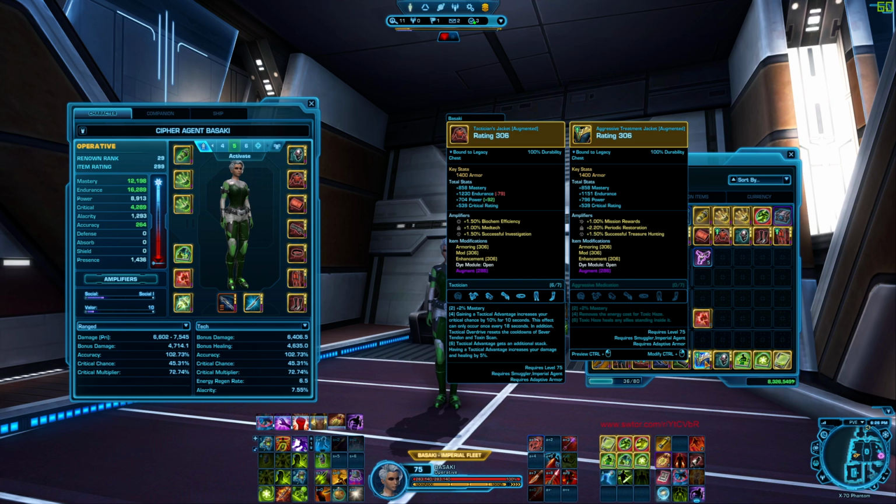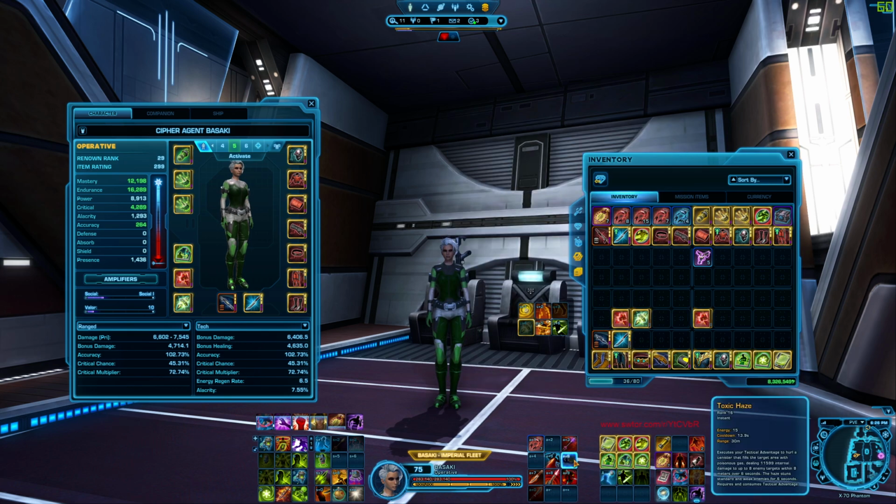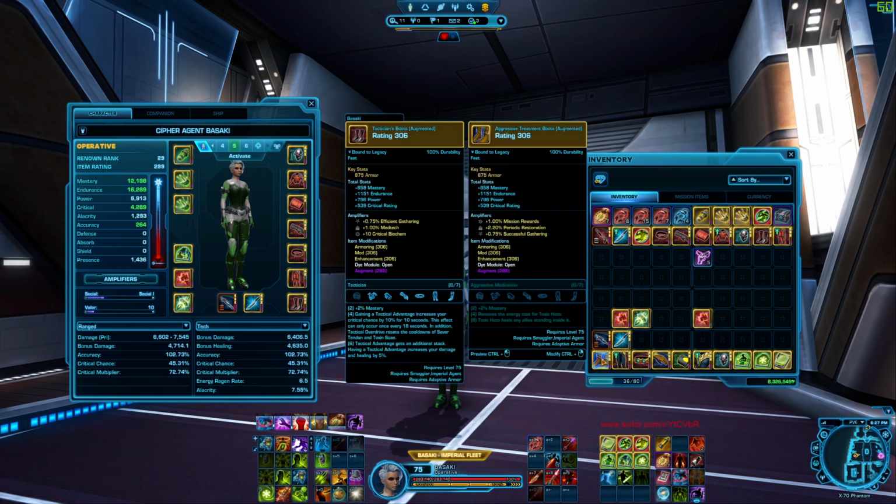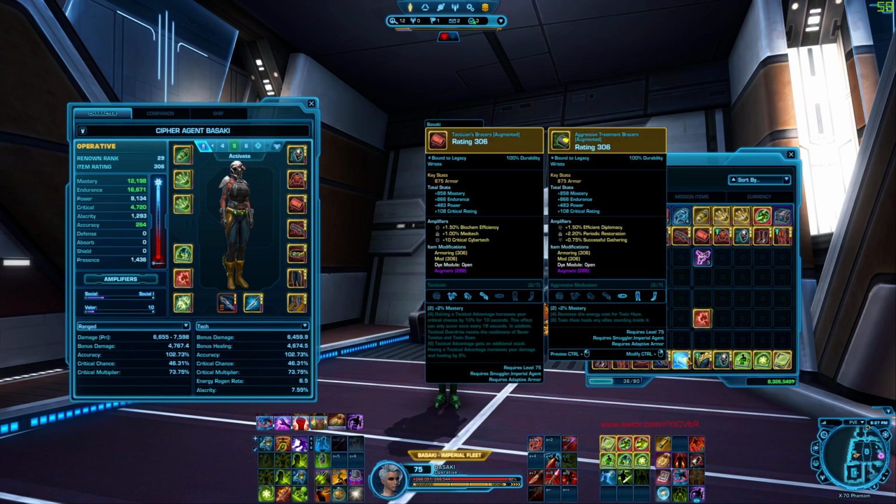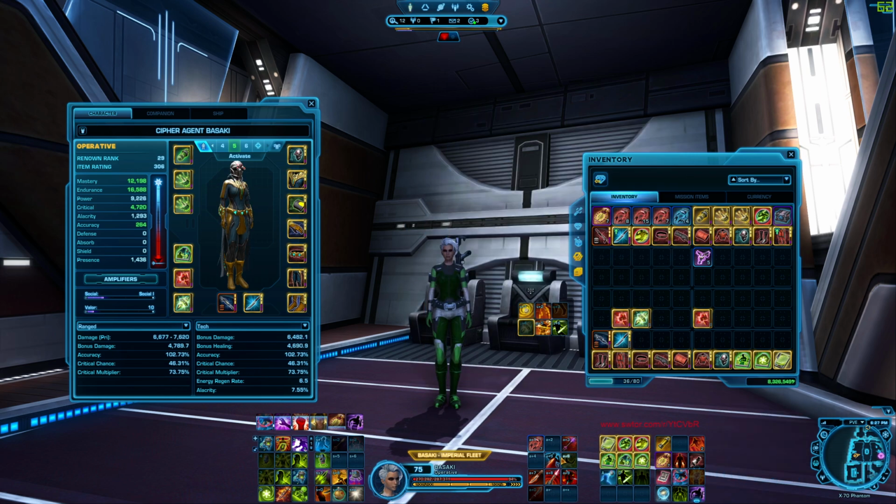Number 1, Toxic Haze becomes a heal. Okay, so this skill right here executes a tactical advantage to hurl a canister that fills a target. Now essentially when I'm using that set, the Toxic Haze becomes a heal. So I'm going to swap my stuff out here just very quickly so I can show you. Okay, now it says poisonous gas.